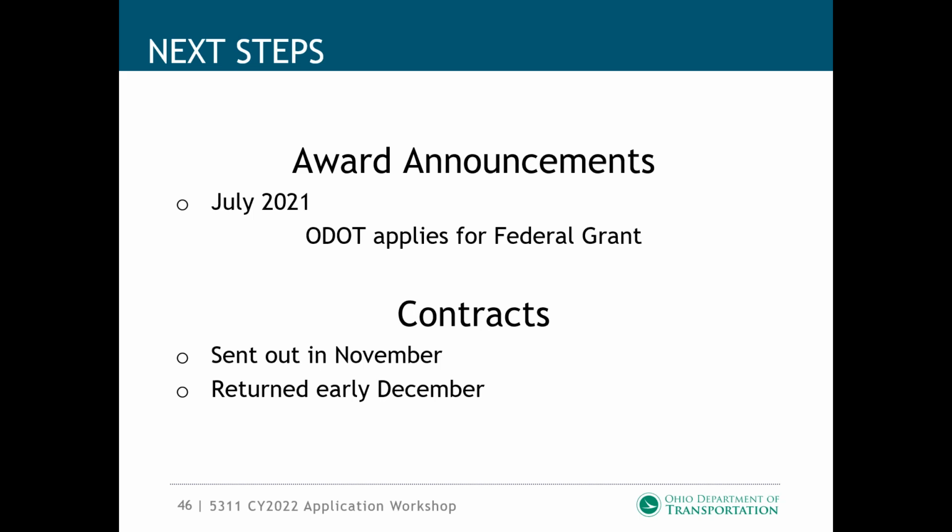And once that grant is approved by FTA, we can then work on the contracts that we would send out to each of the transit systems that were approved for funding. Our goal there is to have those sent out in early November and then have those returned to us in December with the appropriate signatures for the contracts. And then obviously in January of 2022, if you were approved for funding, you would start your service, or work towards providing service if you're a new system.